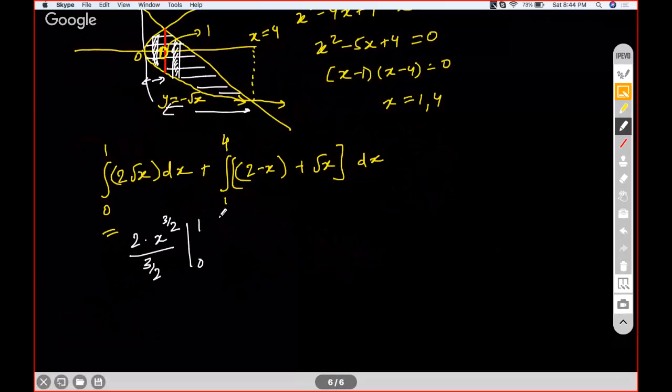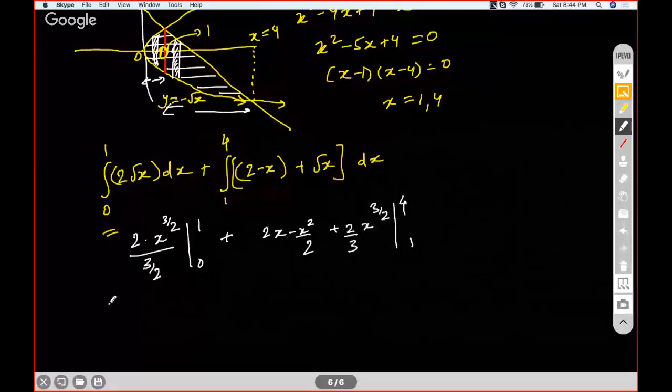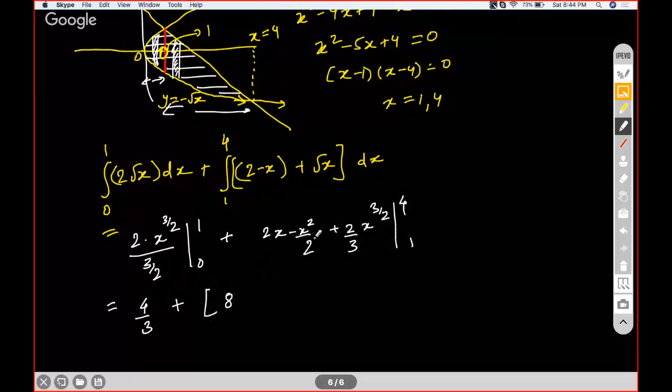Okay. Let's look into this part. 2x minus x square by 2. And again x to the power 3 by 2 divided by 3 by 2 from 4 to 1. So this will be 4 by 3, x to the power 3 by 2 is 1. So that will be 4 by 3 only. When you put a 4, you get an 8. And you get 16 minus 4, that's again an 8, and 2/3 of 8. And when you put a 1, you get a 2 minus half plus 2 by 3.